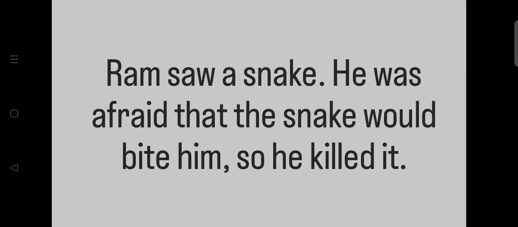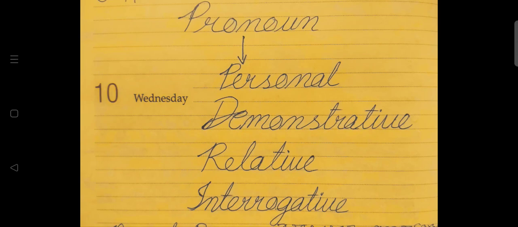A pronoun is used in the place of noun just to make the language easy. That is why I am telling this noun reliever. It actually relieves noun and makes the language easy. Now we will talk about the types of pronoun. Here it is my bizarre handwriting. Personal pronoun, demonstrative pronoun, relative pronoun and interrogative pronoun.